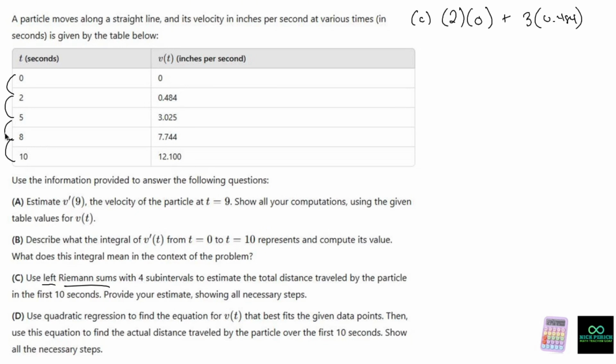The next interval is going to be 8 minus 5 units in length, so plus 3 parentheses. And we're going to multiply the left of it, so 3.025. And then the next one is 2 units in length, and we're going to multiply the left side of that, 7.744. So let's run to our calculator and see what happens when we type all of that in.